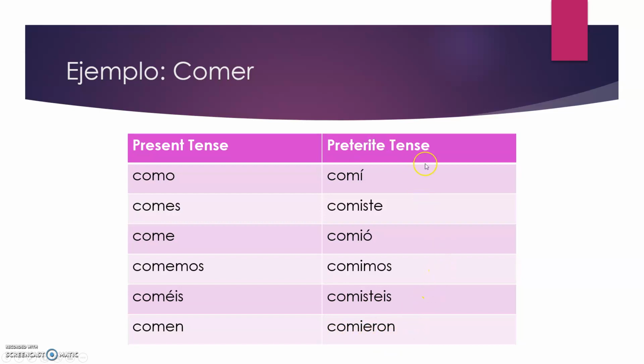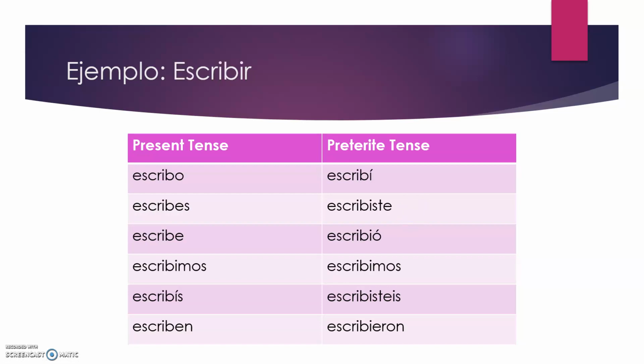The preterite tense, meaning that it happened just one time or a specific number of times. There was a fixed beginning and ending point for this action. With an IR verb, it works exactly the same way. There's no difference in the endings.